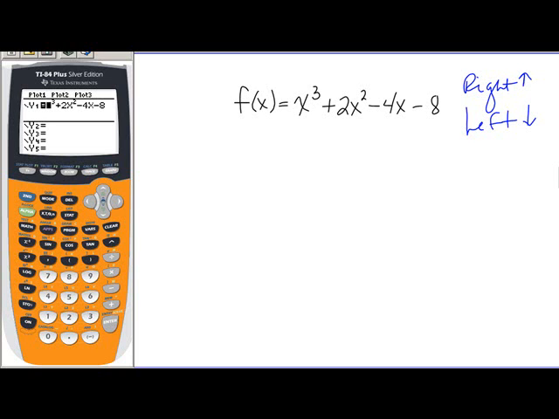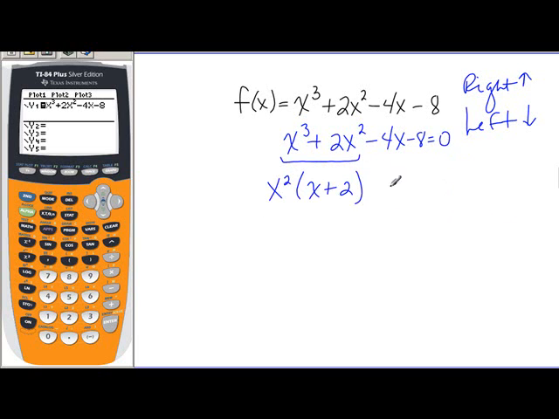Now the next thing I'd like you to do is find the zeros of the function. Remember that happens by setting the equation or setting the function equal to 0 and solving for x. And in a lot of cases, factoring is going to be what you want to do. So we're going to factor by grouping. We can pull out an x squared out of the first two terms. And then looking at the next two terms, a negative 4 can come out.